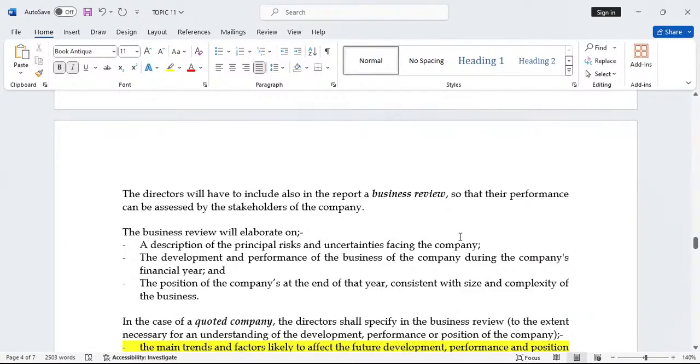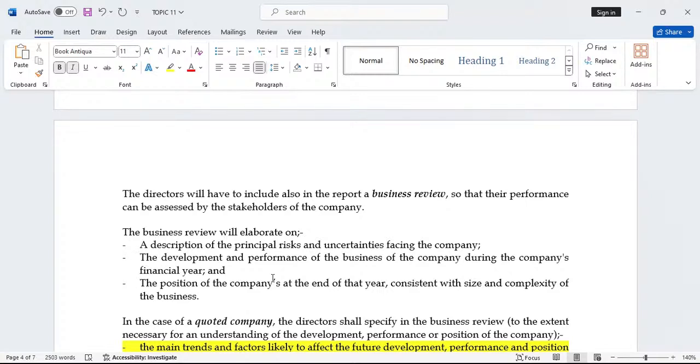So how has the company performed? What I mean by business review is how the company has been able to perform and what prospects they could have for the future. So the directors present this to the shareholders by explaining it to them. The business review in the directors' report will elaborate on the description of the principal risks associated with the company, and the development and performance of the business during the financial year. So what are the developments, what are the new things? Maybe they introduced a new technology or a new product. That's basically what will be contained in the director's report that is normally presented.